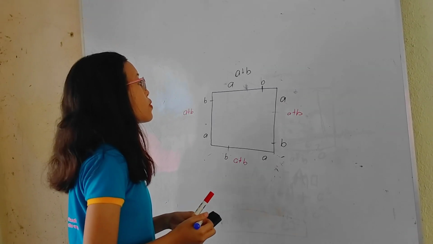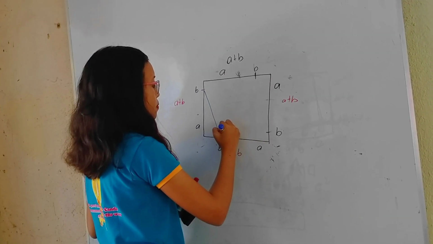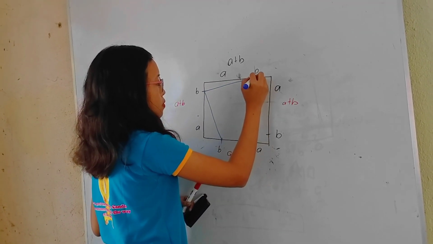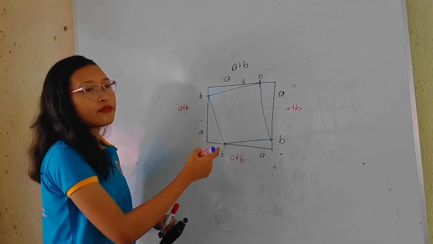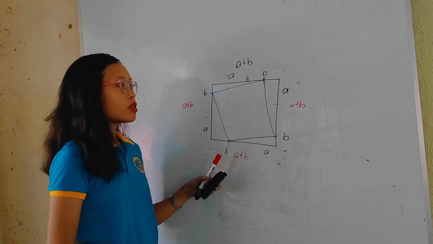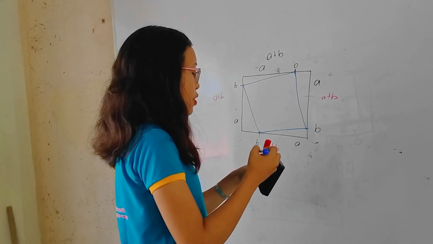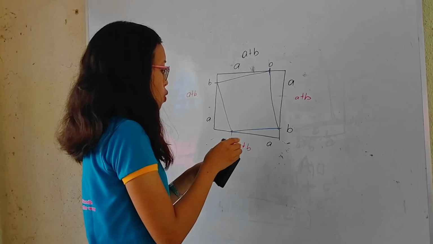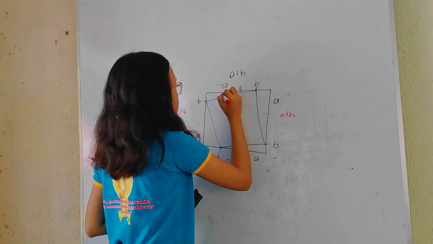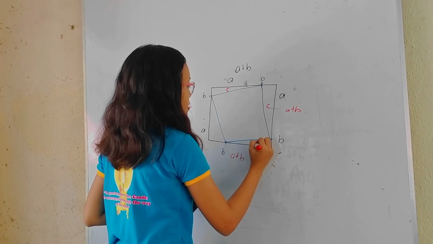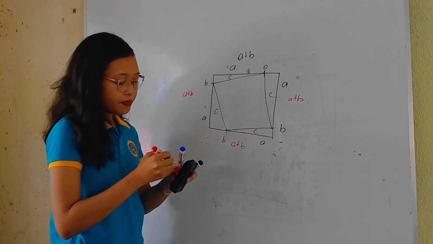Now we'll join the adjacent points here. We have already formed a square. As for this square, we'll mark each side as C centimeters. Since it's a square, the sides must be the same.